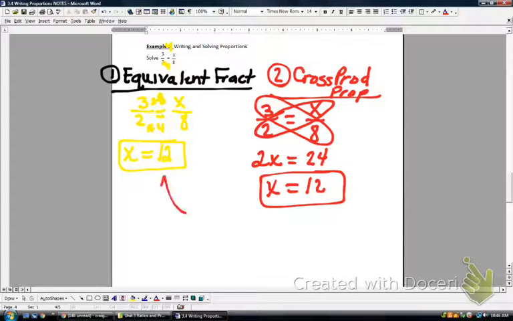So it doesn't matter if I use equivalent fractions or if I use the cross product property, I get the same answer. And I use both at different times. When it's easy to see that 2 times 4 is 8, what do I do to the top? Then I will do equivalent fractions. Sometimes it's not always that easy, and then I use the cross product property.